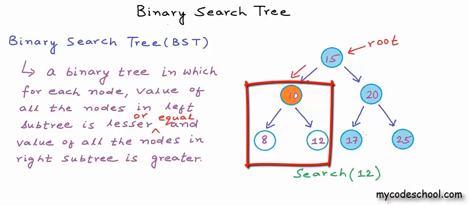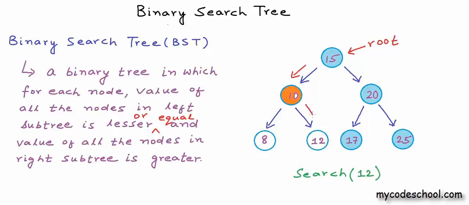So we have reduced the search space to only these 3 nodes having values 10, 8 and 12. Now once again we'll compare 12 with 10. They are not equal. 12 is greater. So we know that we need to go looking in the right subtree of this node with value 10. So now our search space is reduced to just 1 node. Once again we will compare the value at this node and we have a match.